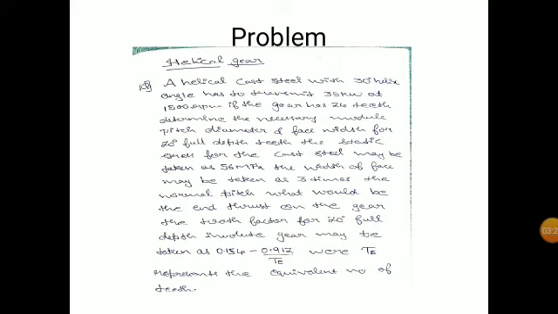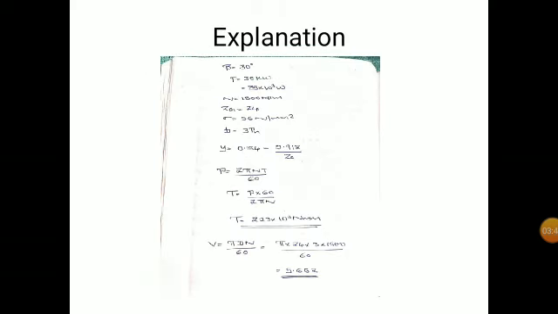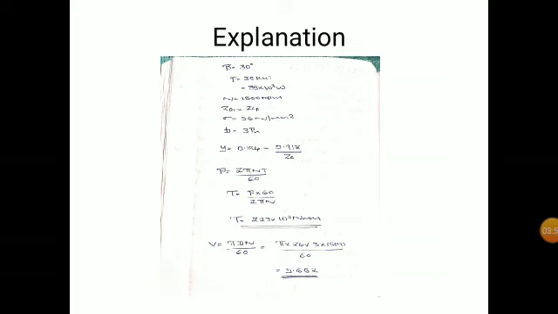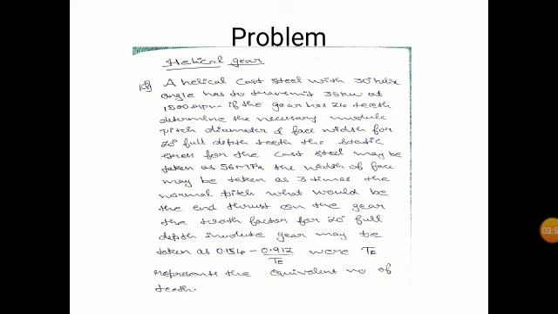The tooth factor for a 20-degree full depth involute gear may be taken as 0.154 minus 0.912 by TE, where TE represents the equivalent number of teeth. Here the tooth factor is directly given in the question. So next we are going to the explanation of the problem. Here the data book is the design data book by K. Mahadevan.